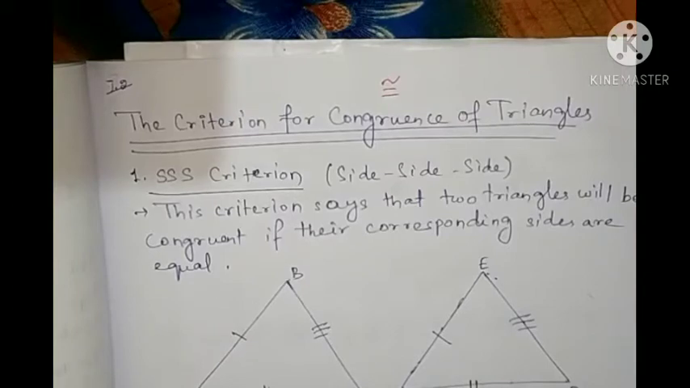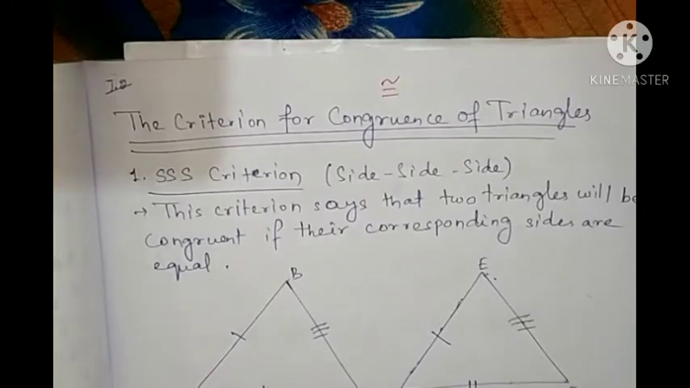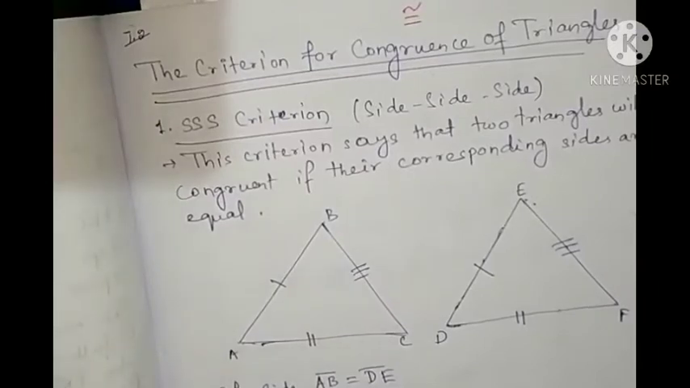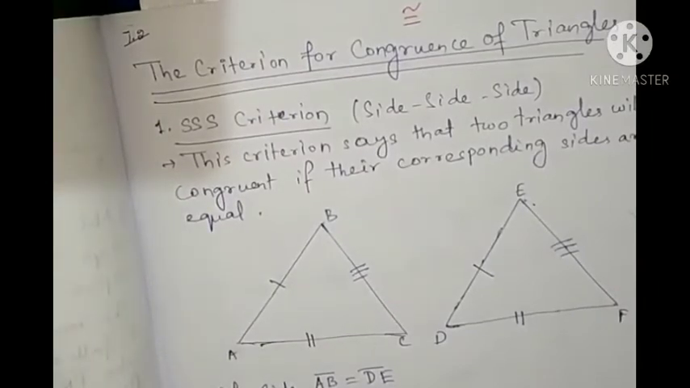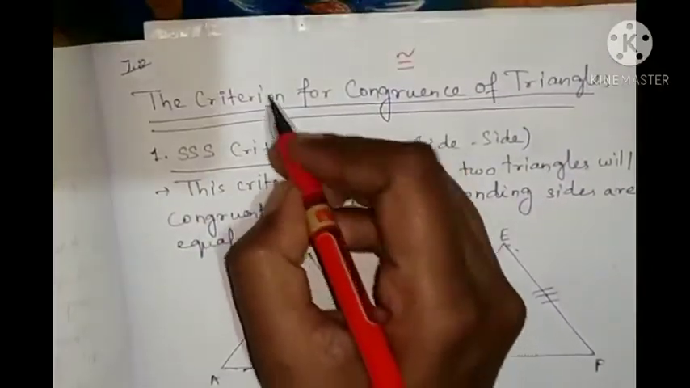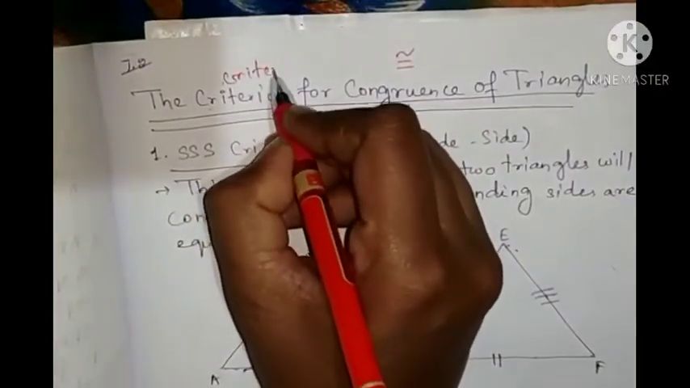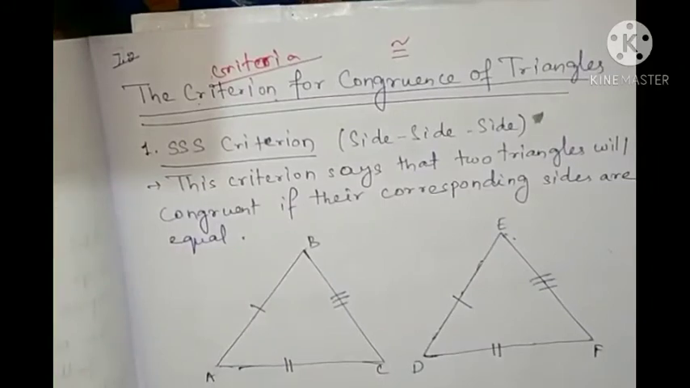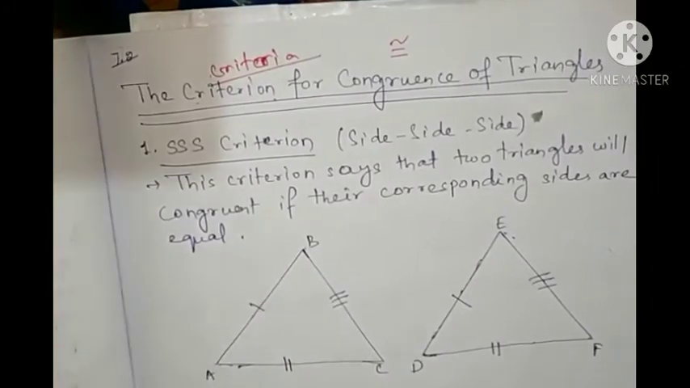There are some criteria about congruence of triangles. We cannot always measure all the triangles, and it is difficult to measure all these things. So there are some tricks to find out whether they are congruent or not. The singular is criterion and the plural is criteria. The first criterion is SSS.